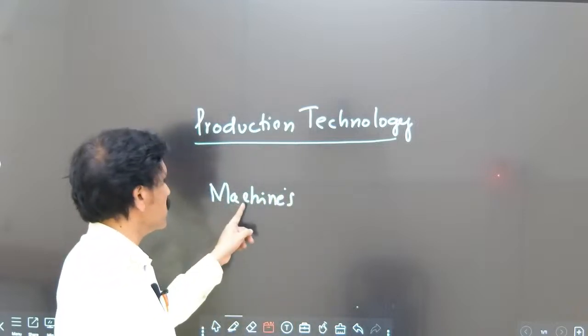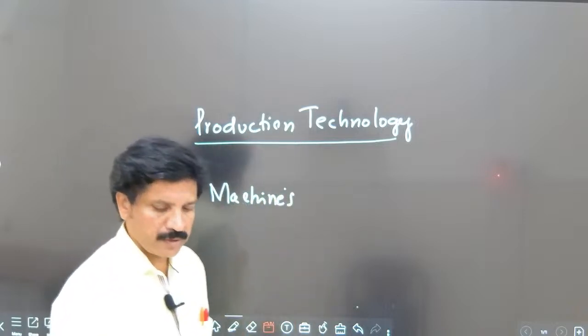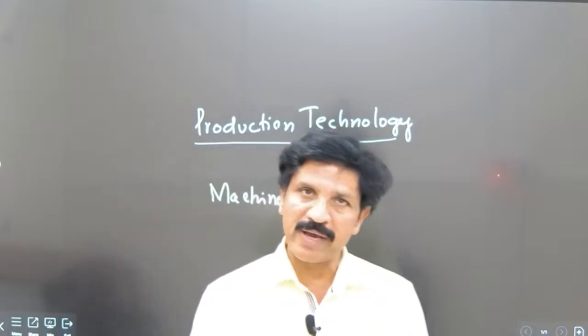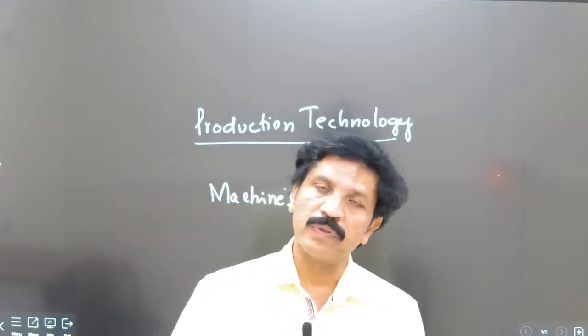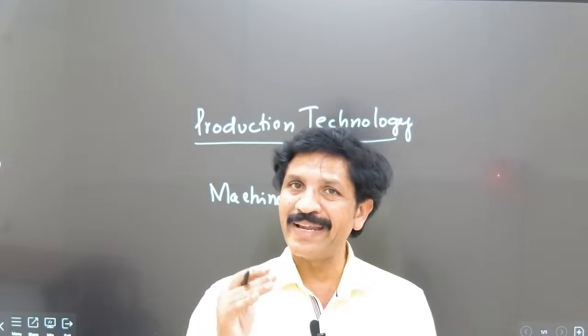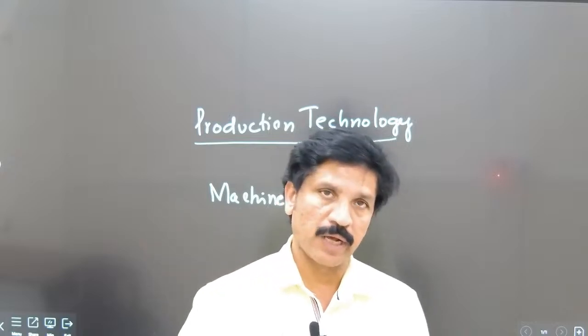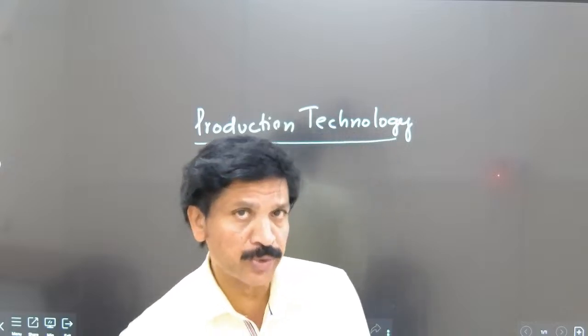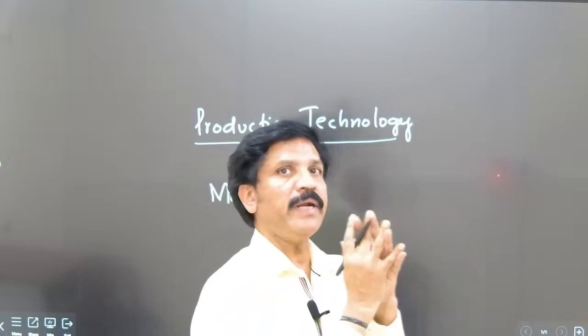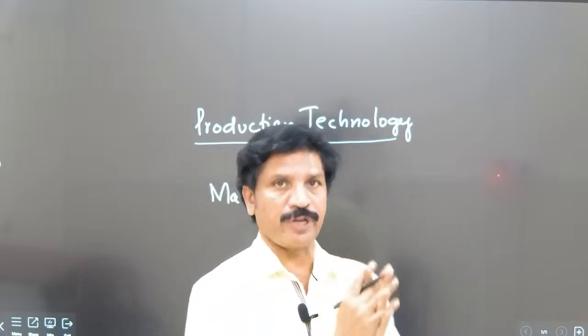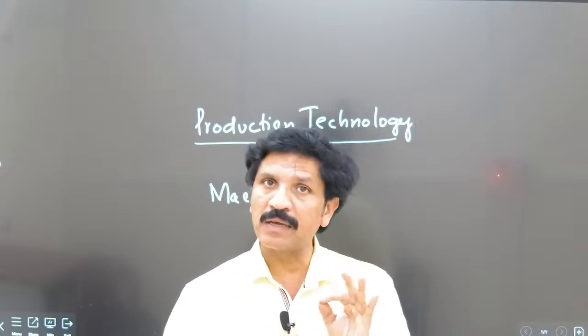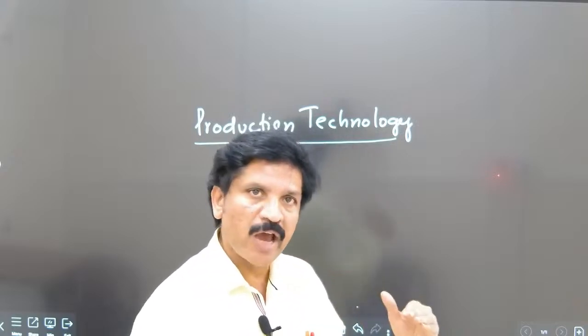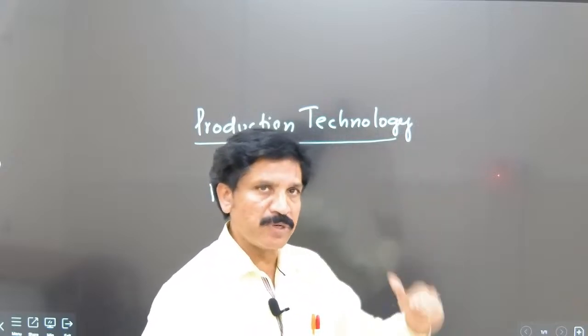So what is a machine? A machine is a device which converts raw materials into finished goods. As per the requirement of the component shape, we need to select the type of machine. We have different types of machines.